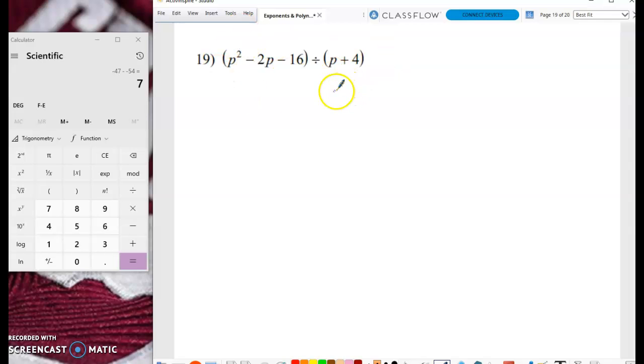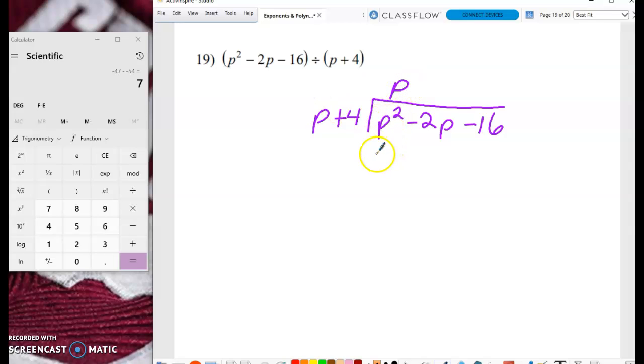All right, let's set up this one. So p plus 4, p squared minus 2p minus 16. P, to get to p squared, you need to multiply it by p. And so we'll get p squared. P times 4 is 4p. So those cancel. Negative 2 minus 4 is going to get you negative 6. Bring down the negative 16.